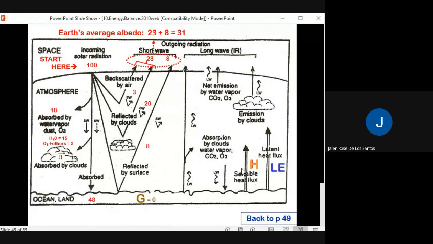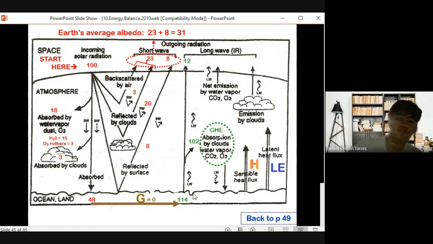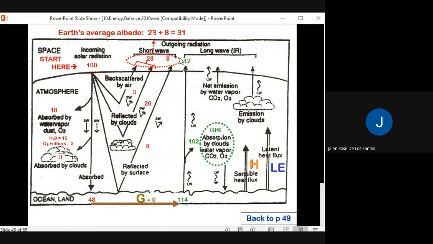Yes, sir. Okay, now, let's go to the long wave radiation. So, magpo-produce ka ng long wave radiation, tama? You are going to produce long wave radiation pag nag-absorb ka ng energy dito. So, let us say, ang long wave radiation na produce natin is, let us say, 114 joules. This will be the amount of dapat na outgoing radiation. Yun nga lang, yung iba lumabas, ilang joules lang raw yung lumabas dyan? 12 po.